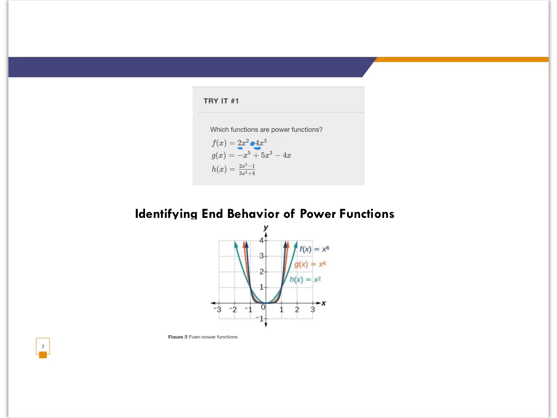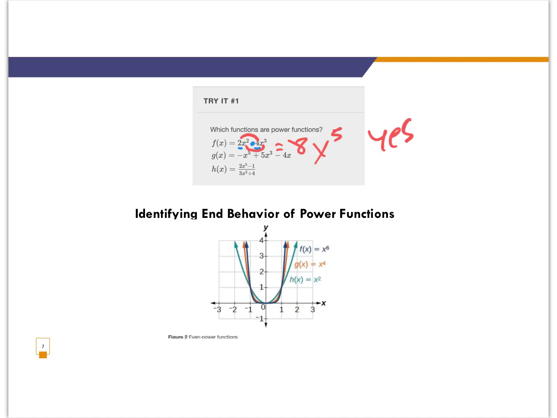So when you multiply it, guess what it turns into? It turns into 2 times the 4 gives me 8. And then you have x squared times x cubed. Well, that just means we keep the x and add the powers, 5. So the answer is yes, that's power.